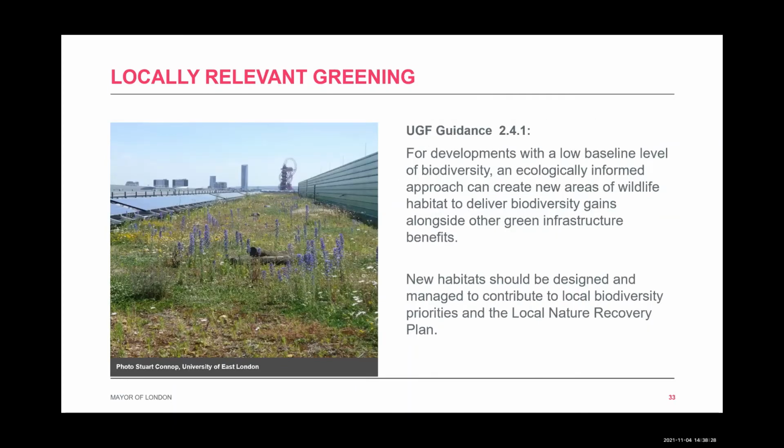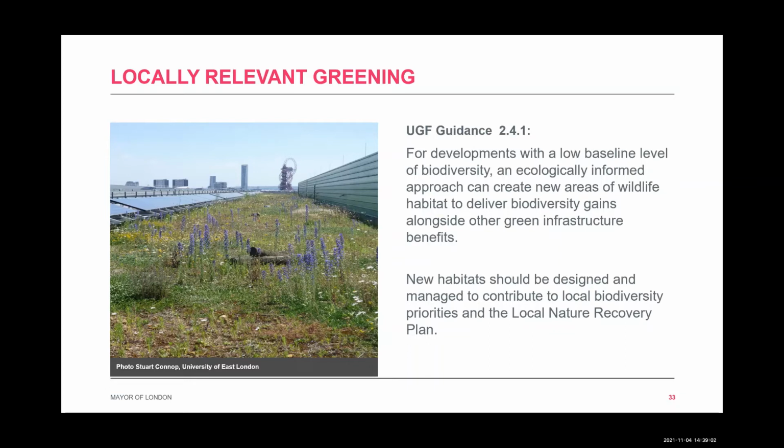So this is covered in some detail in section 2.4 of the UGF guidance. And designing urban greening to meet the UGF targets to deliver wildlife benefit at the same time, there's an opportunity to deliver this biodiversity net gain. For many developments in London, they start with a low, what we call baseline level of biodiversity. So that is perhaps predominantly hard standing. They don't have many high quality habitats on them or features that are useful for wildlife.